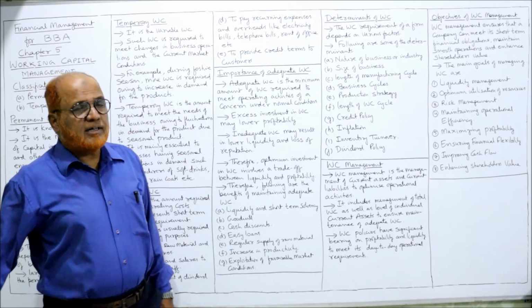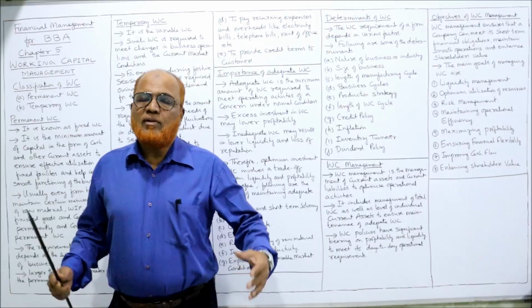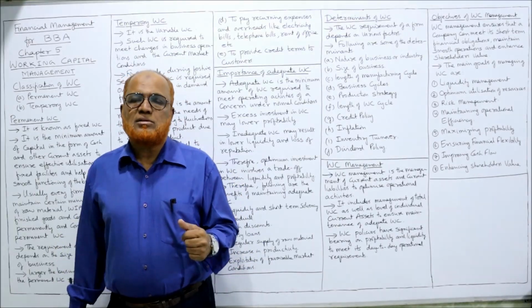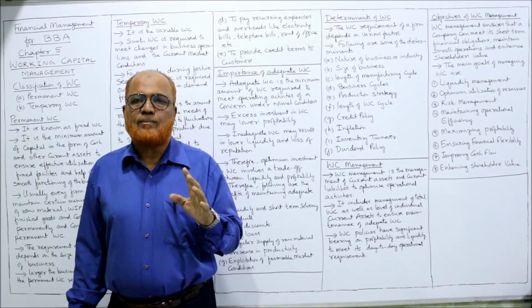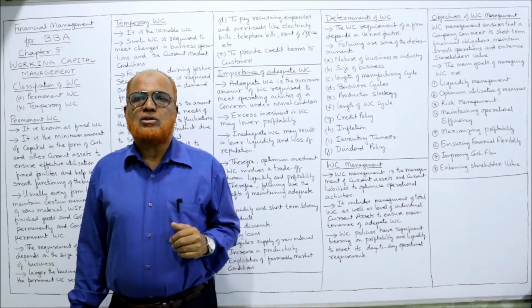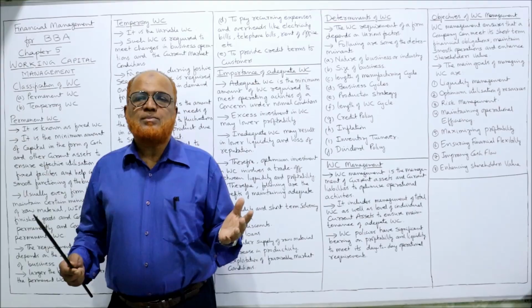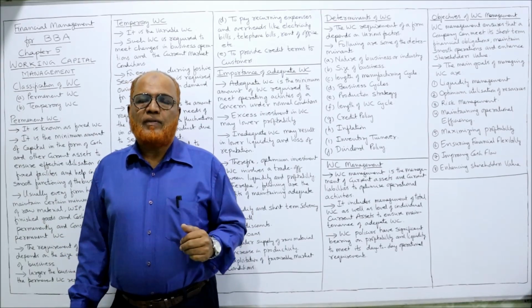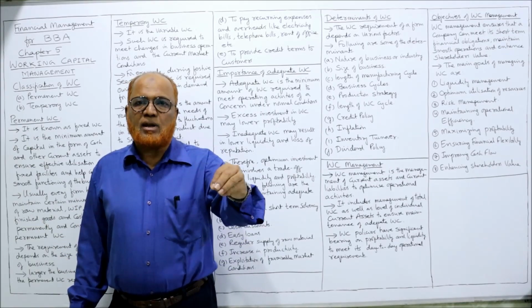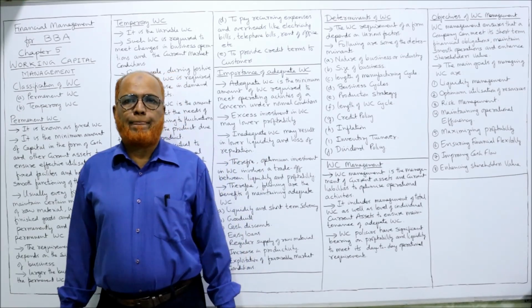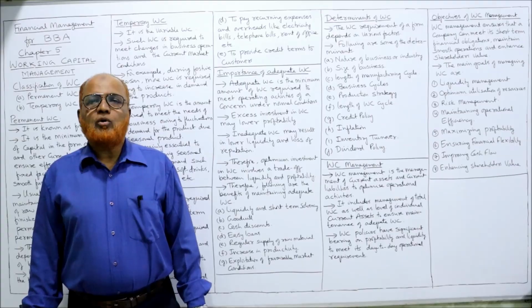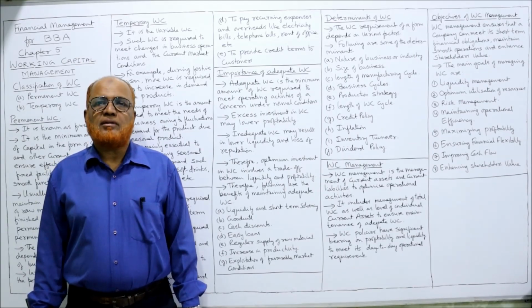Next one, to provide credit terms to customers. Nowadays, a lot of competition is there in the business. If you depend only on cash transactions, your business will be restricted. Because the whole economy has become a credit economy. That means we have to sell the goods right now, but we'll get the money later after a period of time. That means we have to give a credit period to the customers.